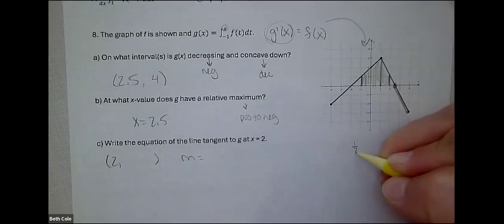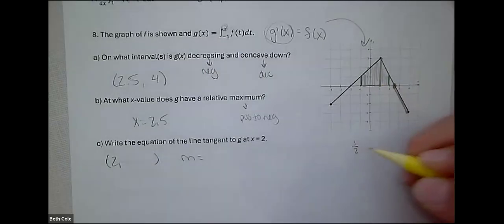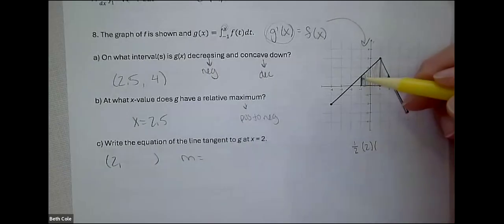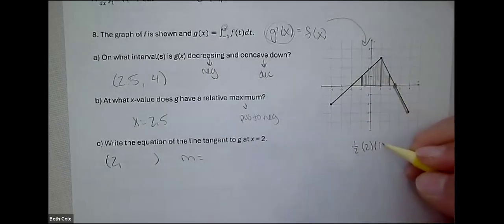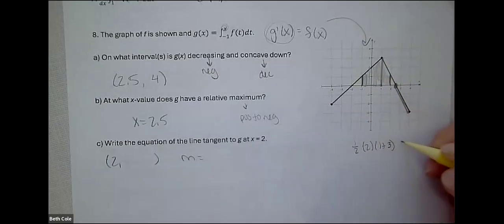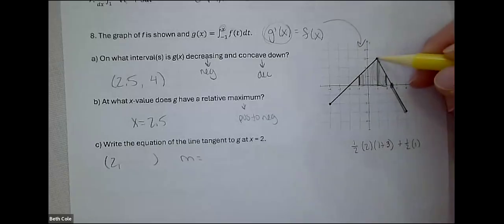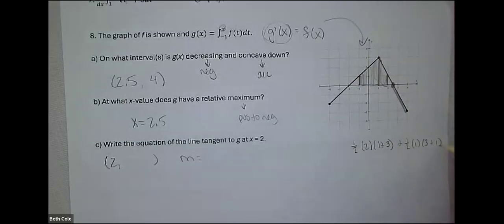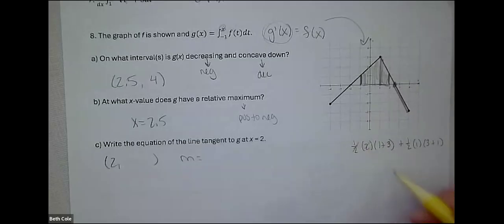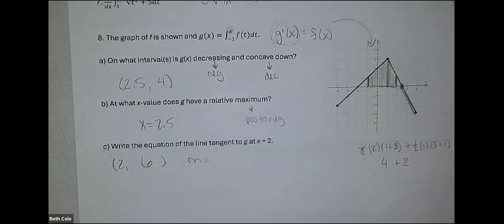So they're both on their sides. 1/2, this is the height, which is 2. And then we're going to add the bases together, so 1 plus 3. And then my other trapezoid, this one right here, 1/2, the height is 1. And then my bases are 3 plus 1. So let's see what we get there. These are going to cancel. This first part's 4. 3 plus 1 is 4. Half of that is 2. So we get 6.